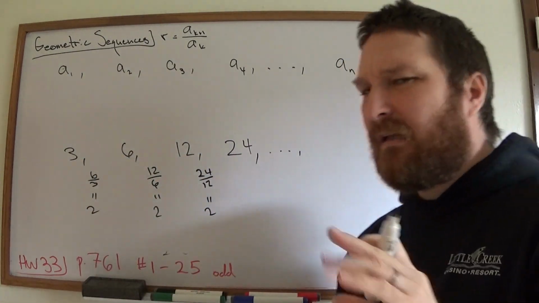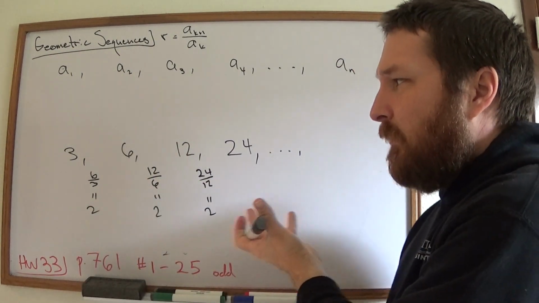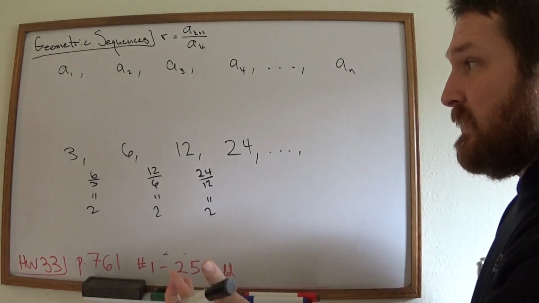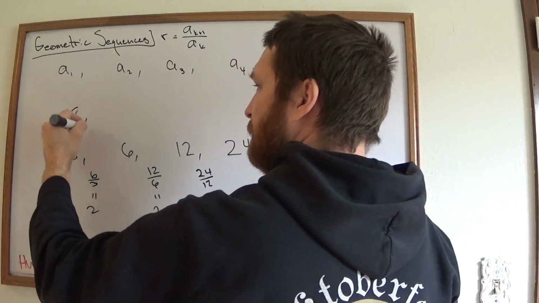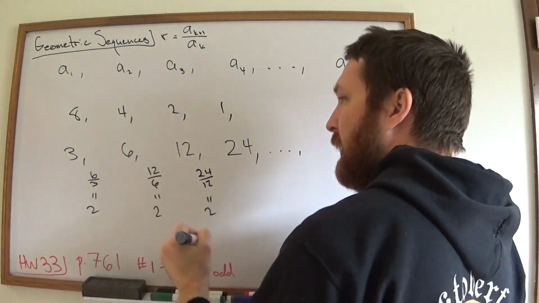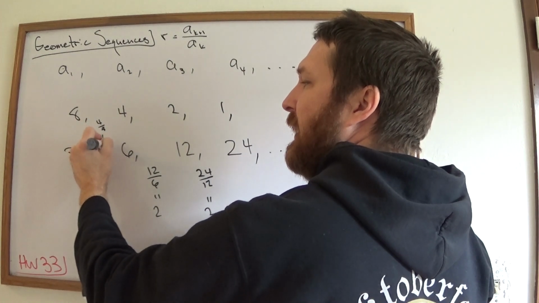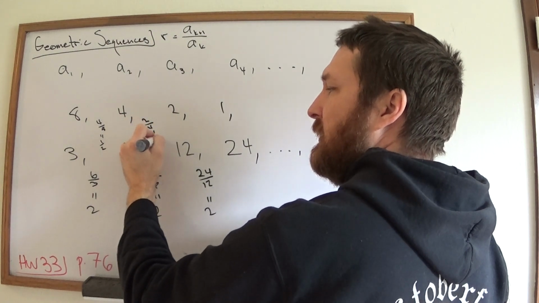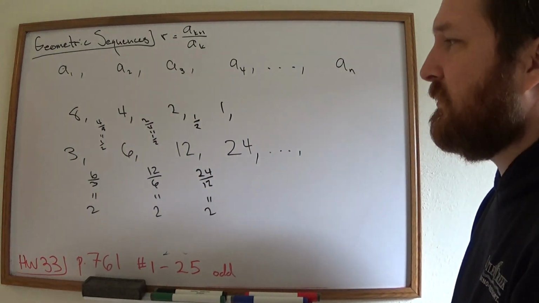And again, like the last time, I'm showing an increasing sequence, but it could go the other way, right? I could have it decreasing. For instance, if I had the sequence 8, 4, 2, 1. Now 4 divided by 8 is a half, so that would be my R. Because 2 divided by 4 is a half, and 1 divided by 2 is a half, and so on and so forth.